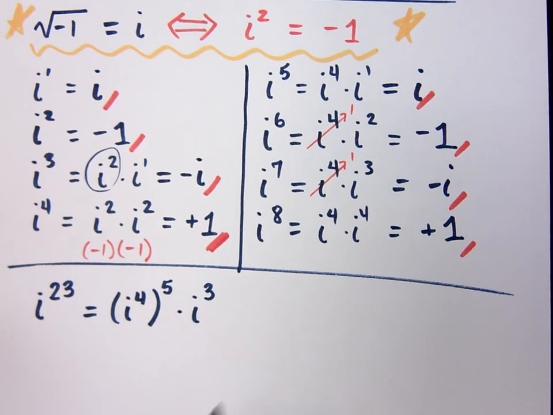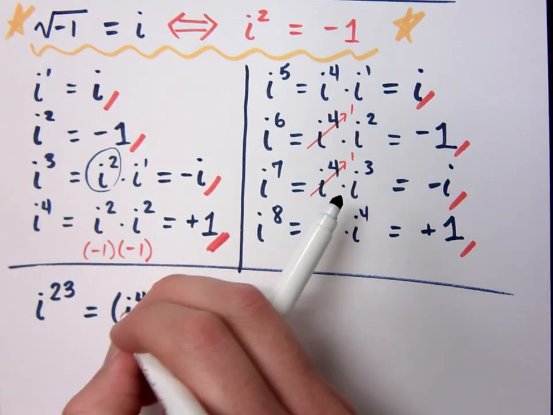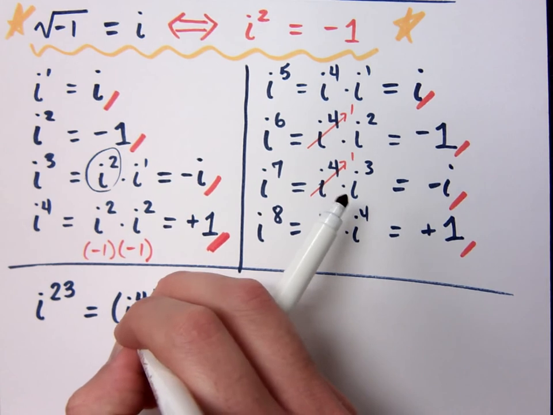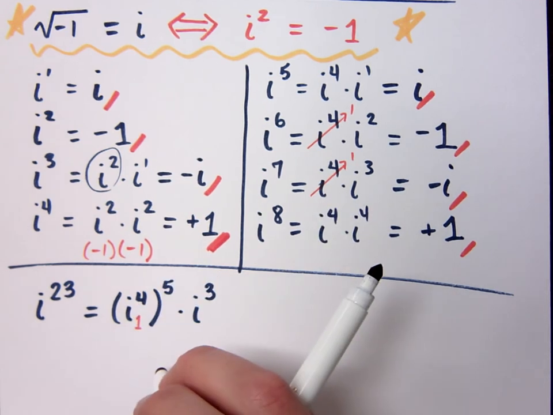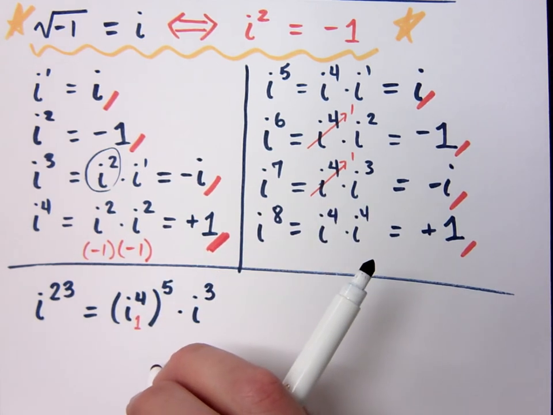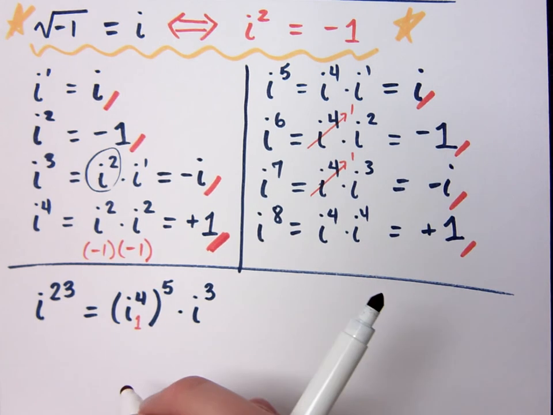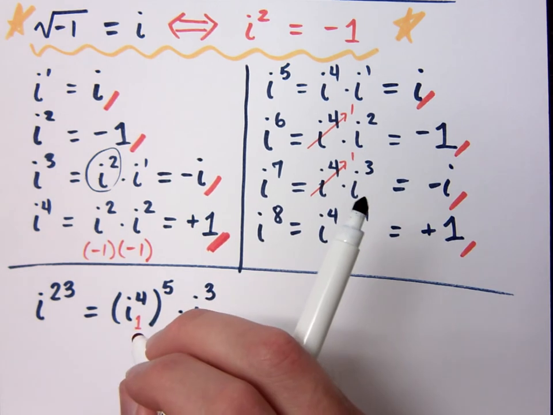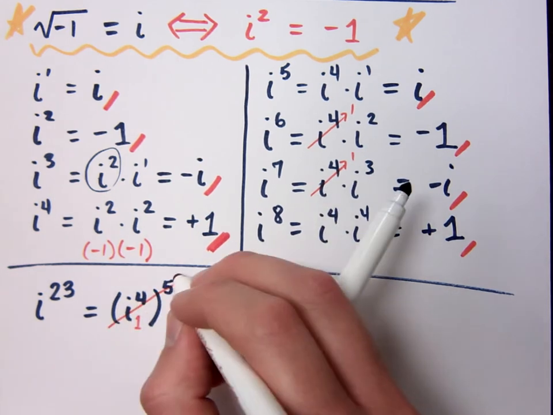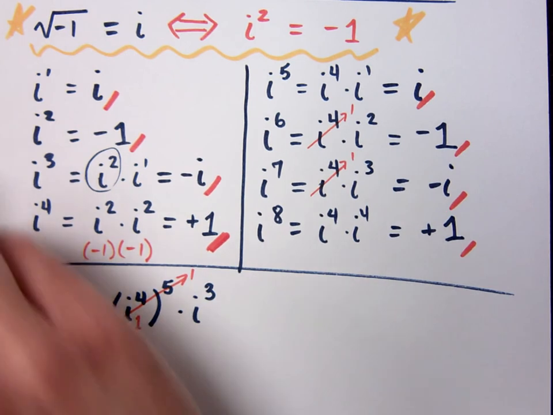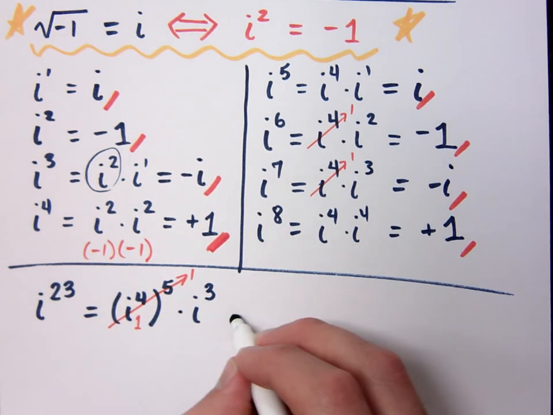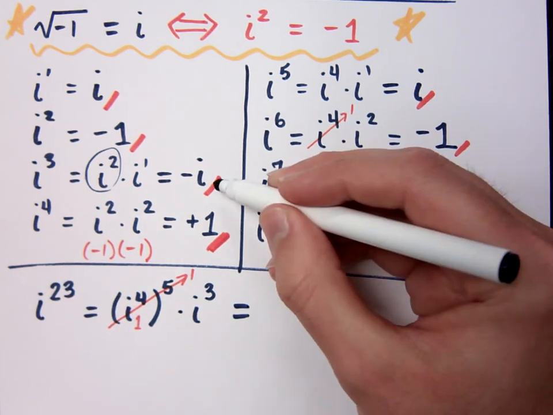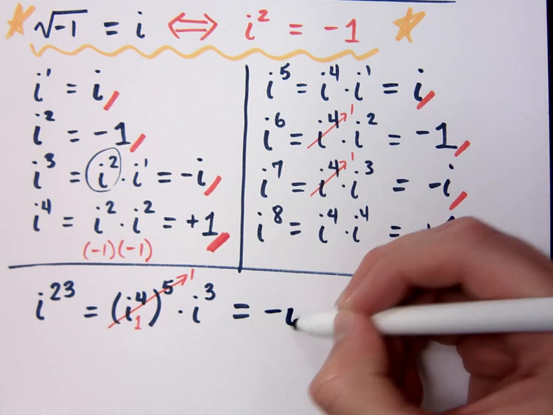What is i to the fourth? 1. This guy is 1. What's 1 to the fifth? Sorry, I'm sorry. 1 to the fifth equals 1. 1 to the anything is equal to 1, right? So this guy equals 1, but what about i to the third? Negative i. The pattern that I saw tells me the answer is negative i.